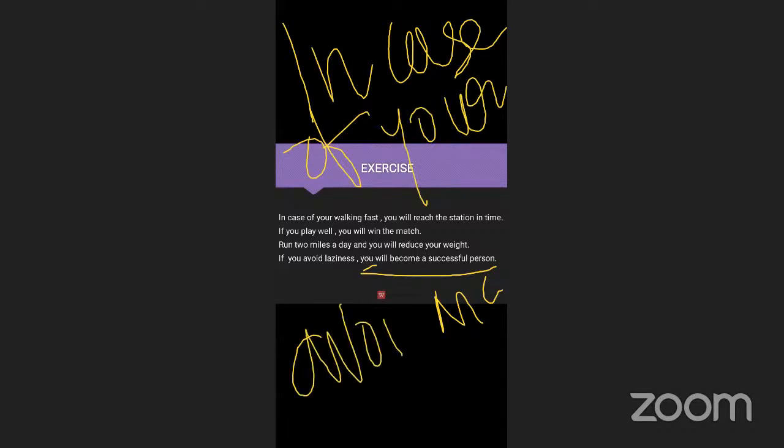Instead of in case of, what can we write? In the event of your avoiding laziness, you will become a successful person. Both answers are correct. Okay, then the simple sentence is ready, the complex sentence is ready. We are going to see how we will write the compound sentence.